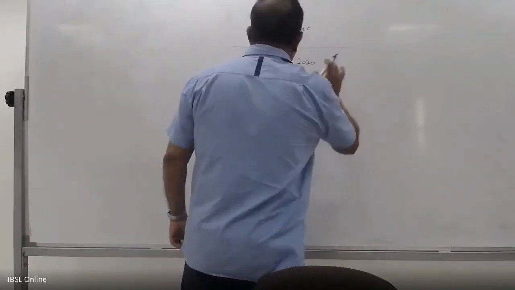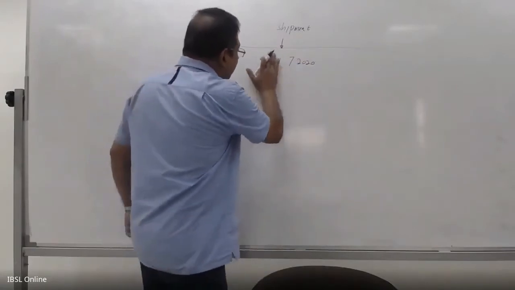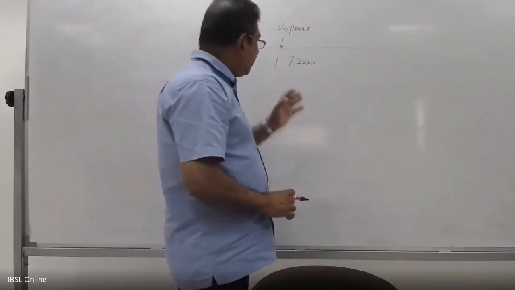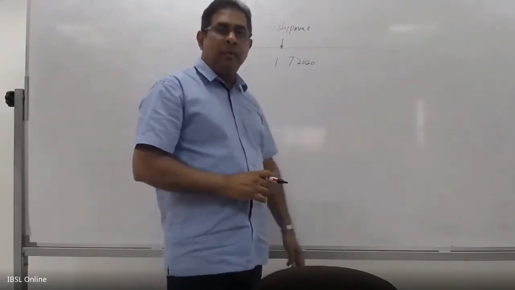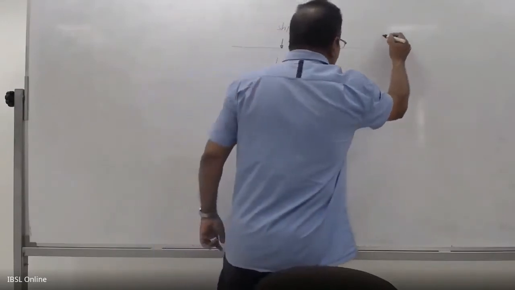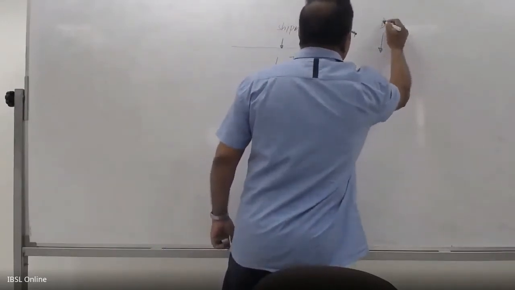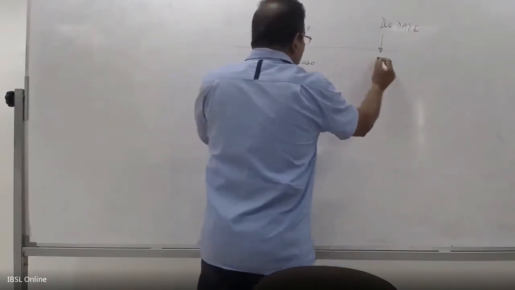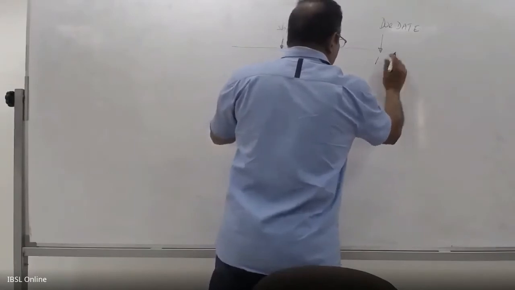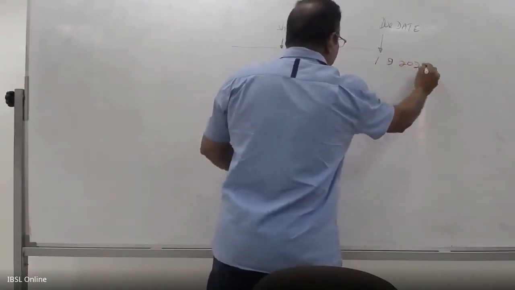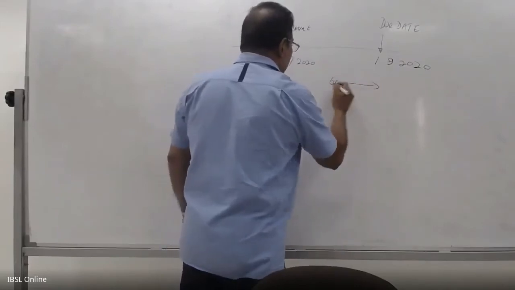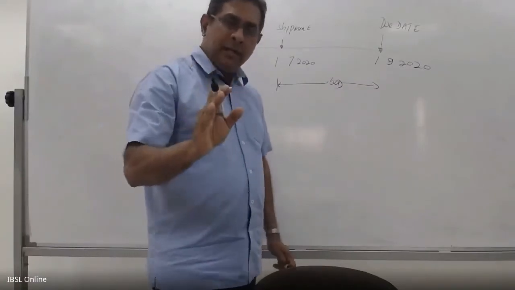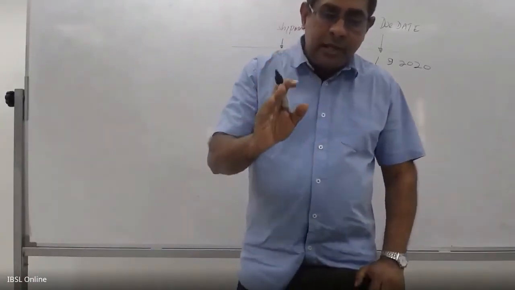So 60 days from the date of shipment is difficult for me to calculate, so I will say 26-7-2020. 60 days roughly will take us to September 1st. So September 1st is the due date or the date of maturity, 60 days from here. So the tenor is fixed now: 60 days from the date of shipment.